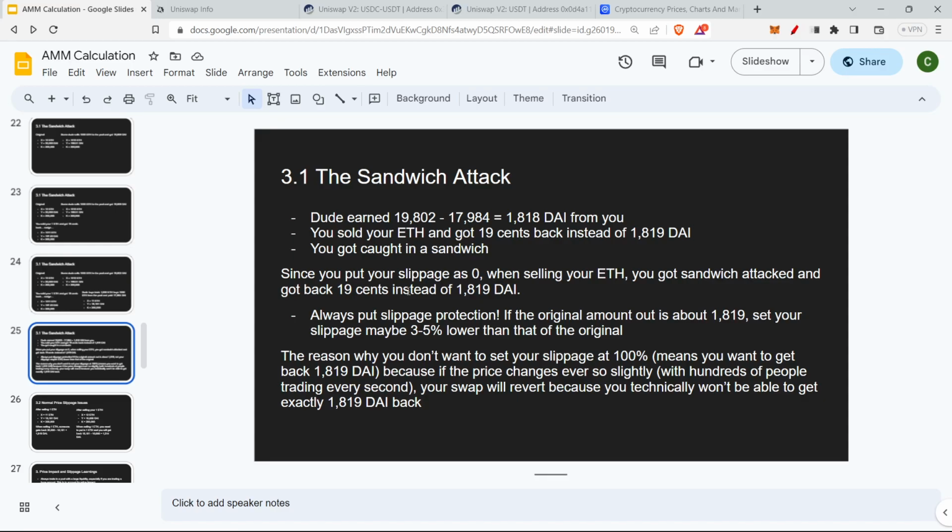So you have to remember that you must always put slippage protection. If you think the original amount is about 1.8k that you'll get back, you have to set your slippage maybe 3 to 5% or even 10 to 20% lower than the original if the liquidity inside the pool is very low. The reason why you don't want to set your slippage at 100%, meaning you want to get back exactly 1.8k DAI, is because if the price changes ever so slightly with 100 people trading every second, your swap will revert because you technically won't be able to get exactly 1.819 DAI back.